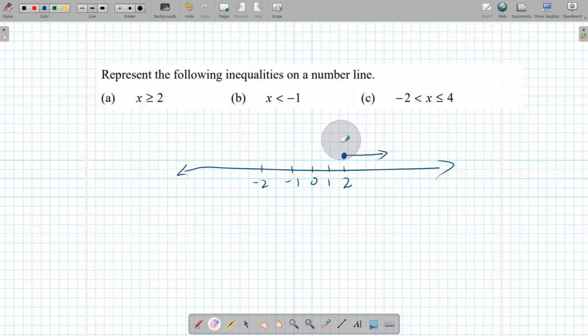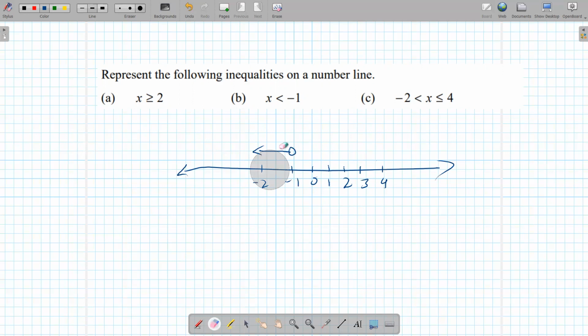How do we do B? When x is less than -1, what's the idea? What is the starting point? -1. Yeah, -1. Open circle or closed circle? Open. Do we go left or right? Left. Yep, that is it. Open circle, go left. Boom, done.